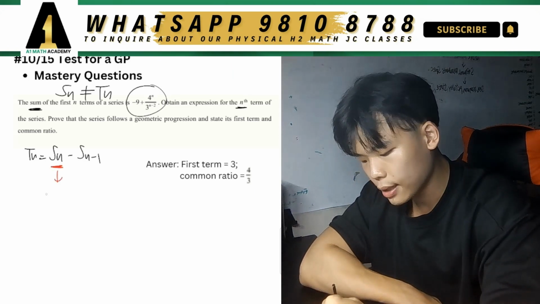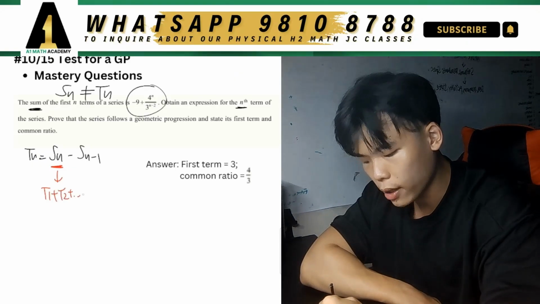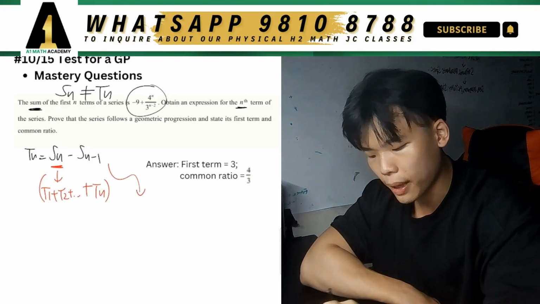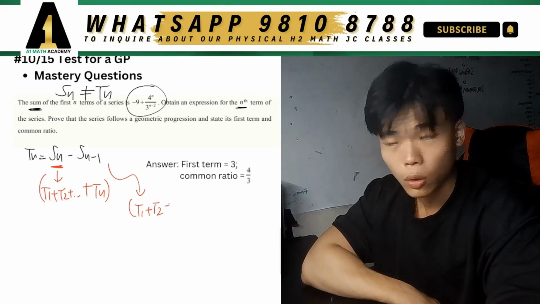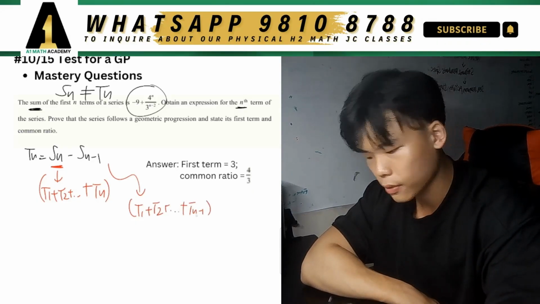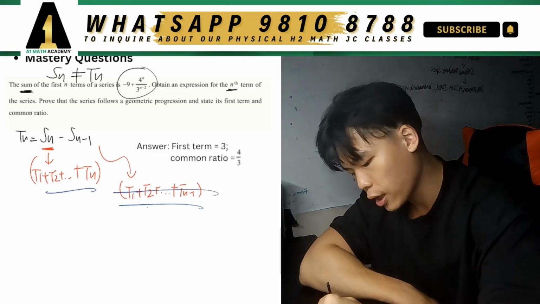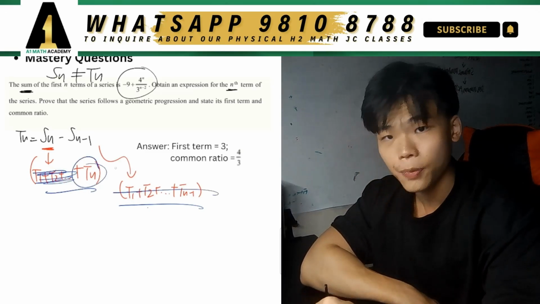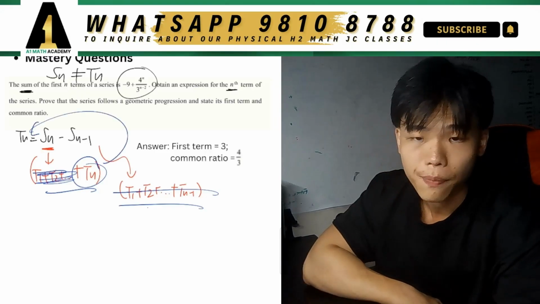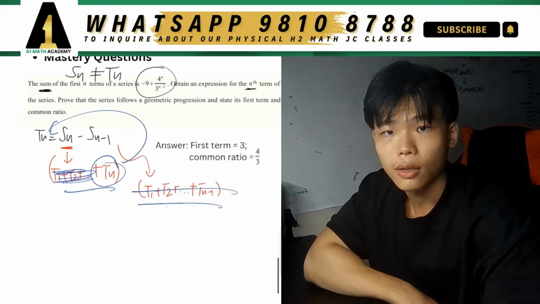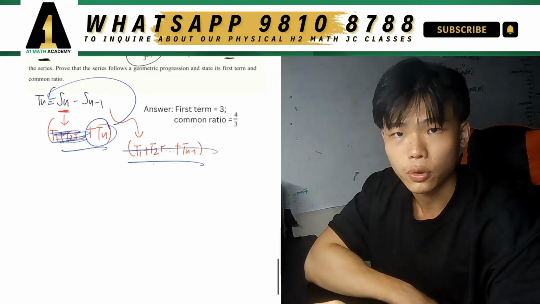Because this one is T1 plus T2 all the way until Tn. And then if we are minusing away T1 plus T2 all the way until Tn minus 1, when we subtract this away from this, this portion here will actually strike out all of this except for this, which just leaves us with Tn over here. So the only thing left is just Tn. So first we need to figure out what's Tn, in order for us to use the test above.